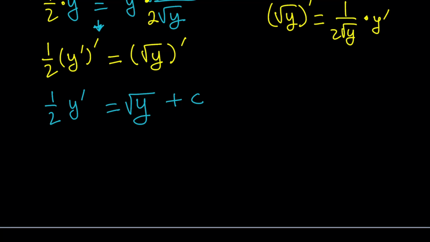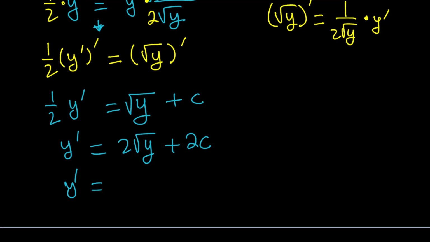So here's what happens. We can go ahead and isolate y prime. Let's multiply everything by 2. That's going to give us y prime equals 2 times the square root of y plus 2c, or not 2c, right? And then from here, we do get the following. 2c is actually a constant, isn't it? So we can replace it with something like k, maybe. K being a constant too. So let's go ahead and write it that way.